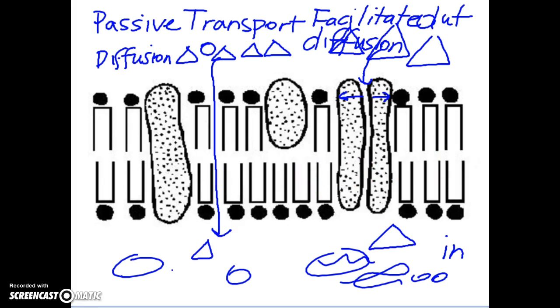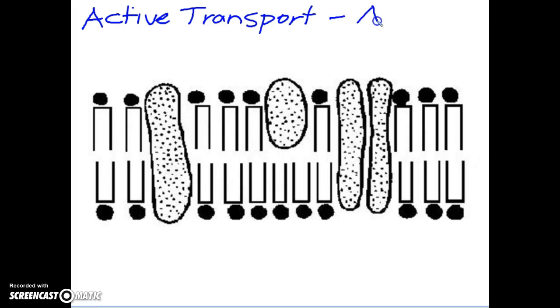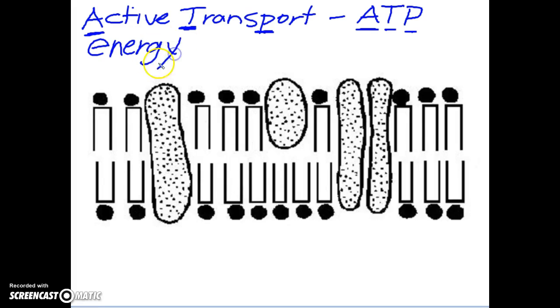Okay. The next type of transport through a cell membrane is called active transport. And active transport requires energy. And remember, the energy of the cell is ATP. And look at that. Active transport needs ATP. So it needs energy. And the times that the energy is required is when you're moving against the concentration gradient.